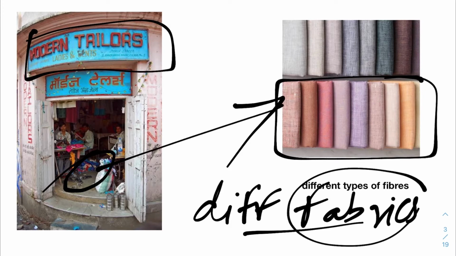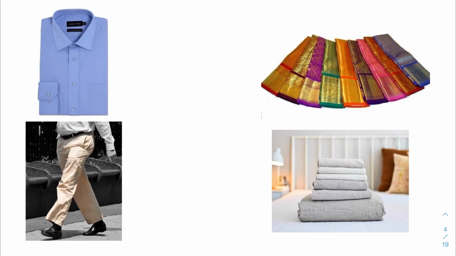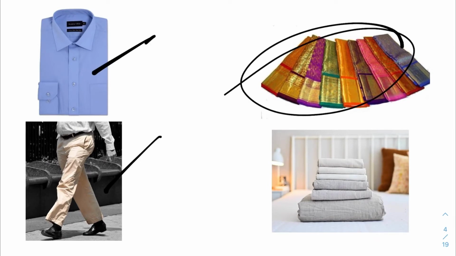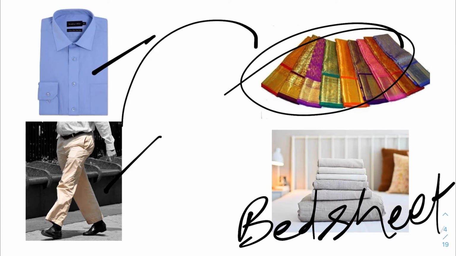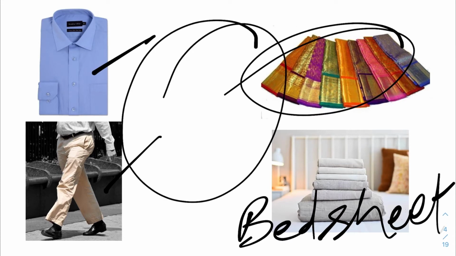How are fabrics made? You wear shirts, pants, even tops, kurtis, saris, or at home there will be bedsheets, curtains. These all are the products in a usable form which are made from different kinds of fabrics.